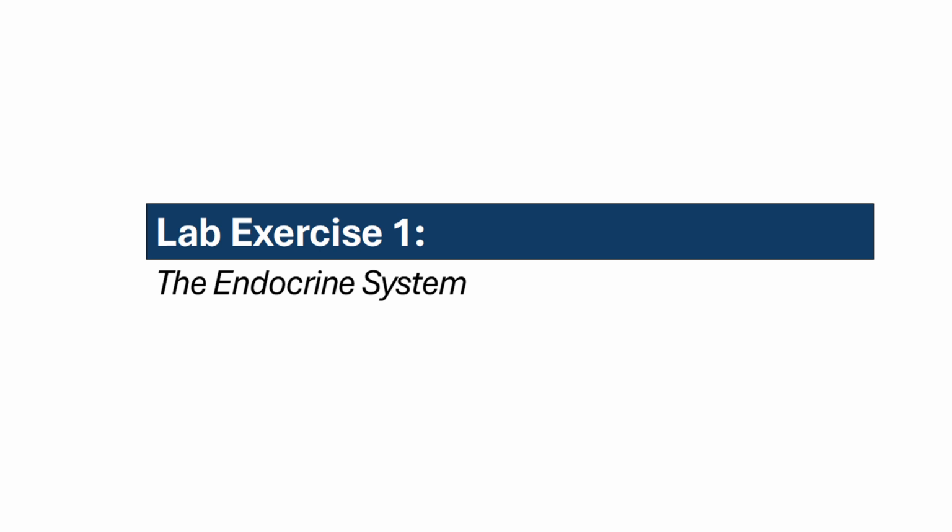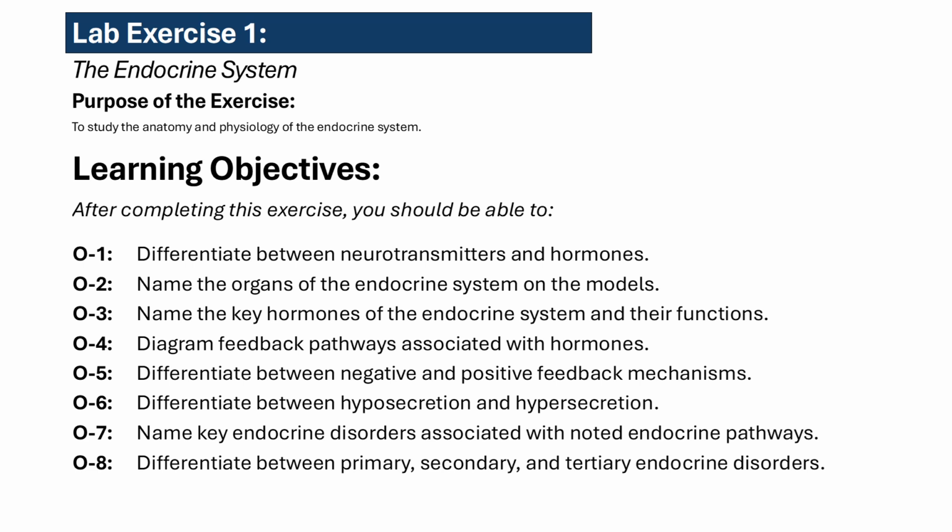Hello everyone, let's go over lab exercise 1, the endocrine system. These are the learning objectives which we expect you to know when you are done with this lab exercise. So there are 8 objectives and you have to know all of these points. Let us start.